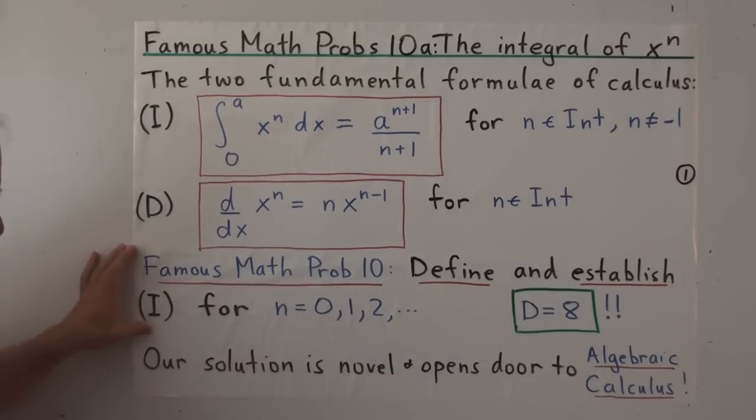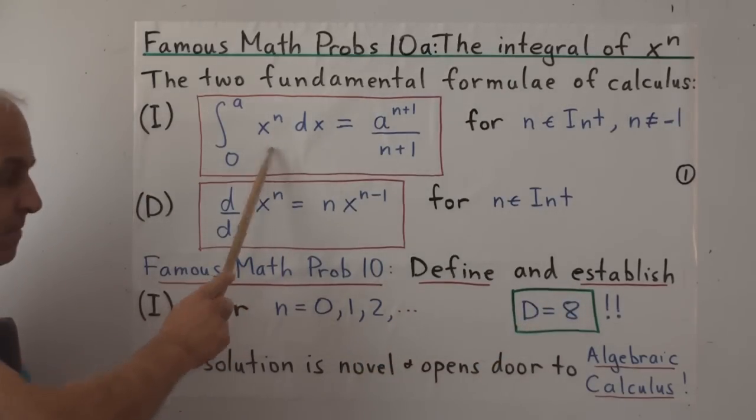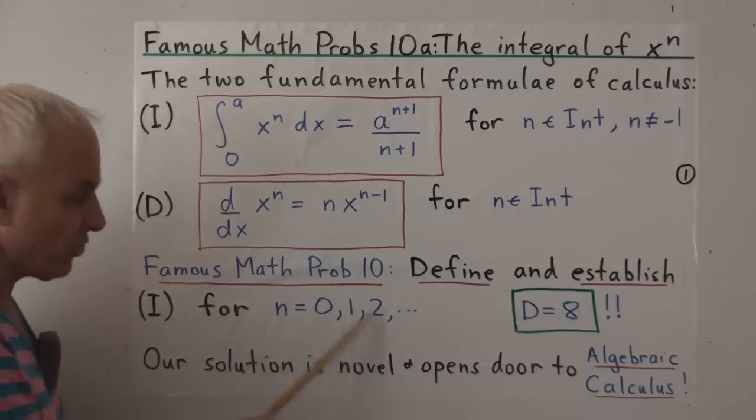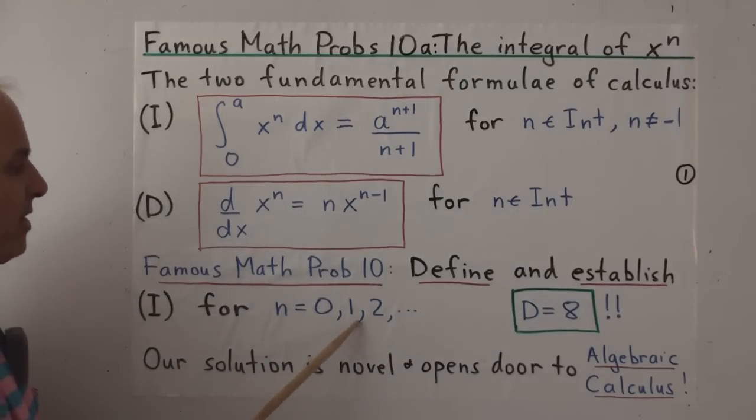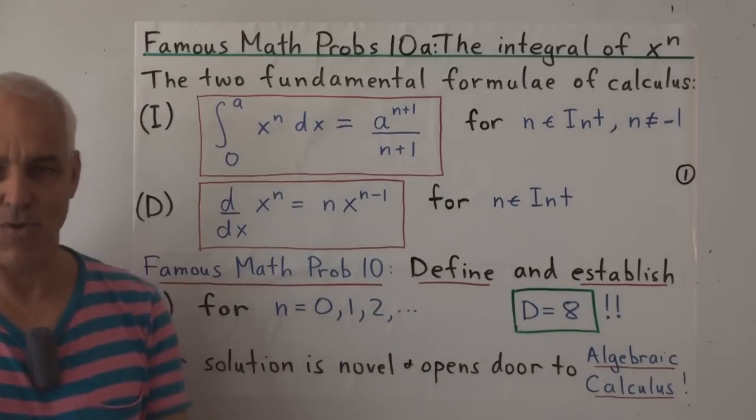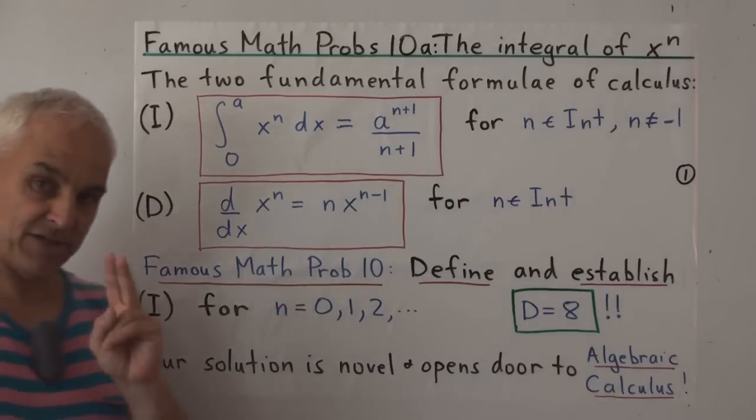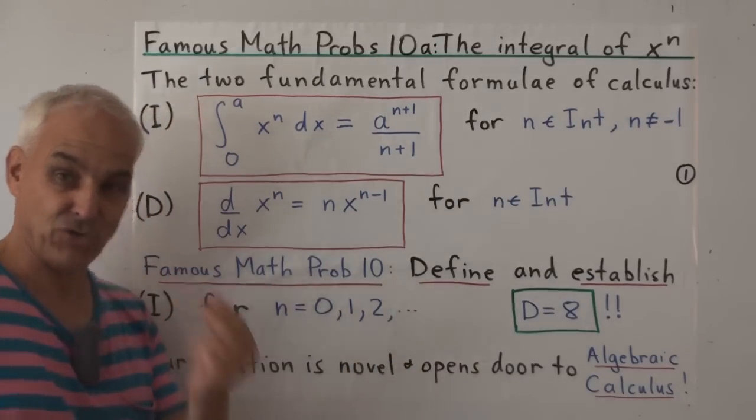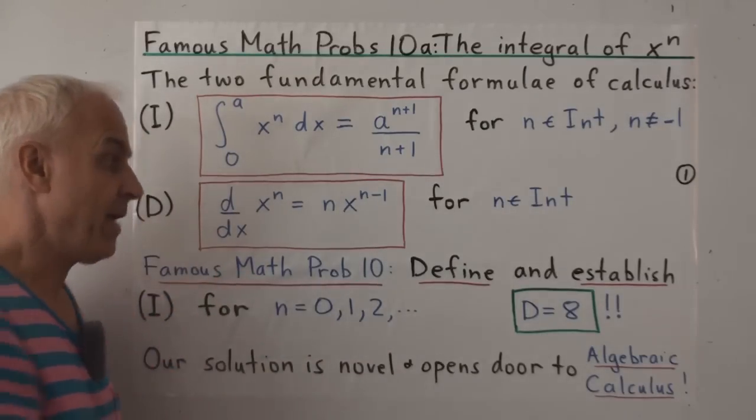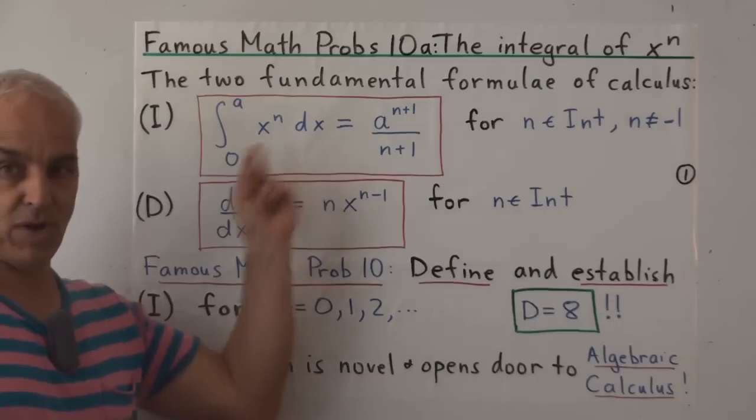So famous math problem 10, which is what we're interested in today, is to define and establish this formula I for natural number values and 0. So for n equals 0, 1, 2, 3, 4, and so on. Notice that there are really two aspects to this problem. One aspect is to define what the integral actually means, and the other is to actually establish the formula once we've understood what it means.